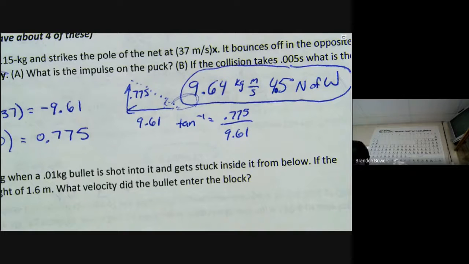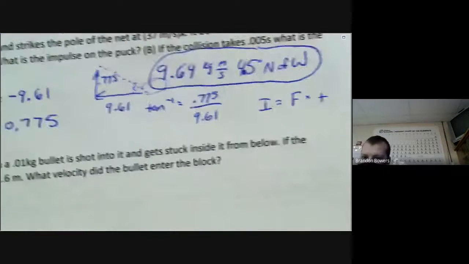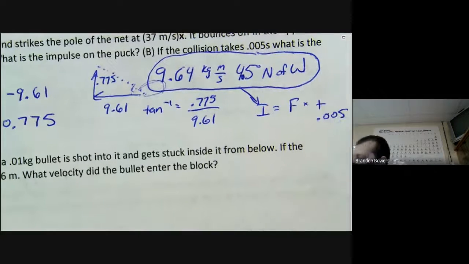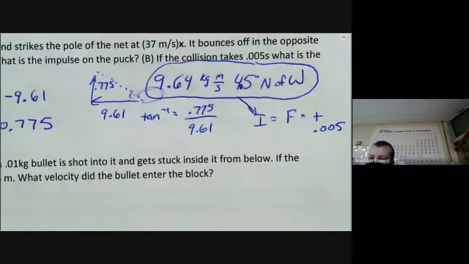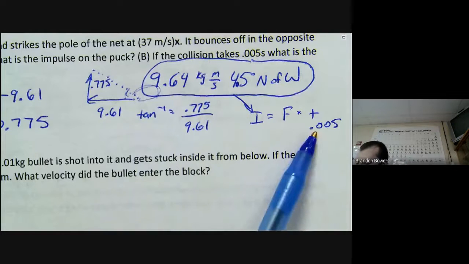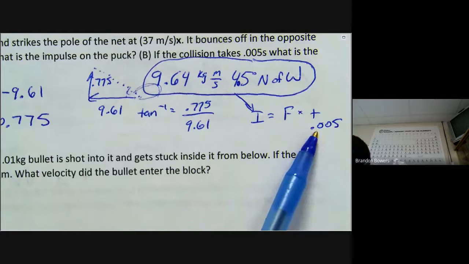Okay, so B says if the collision takes 0.005 seconds, what is the force acted on the puck? Well, this one's pretty straightforward because impulse is equal to force times time. I just solved for my impulse, and I have my time as 0.005. You should be able to calculate for the force. Take that number divided by 0.005, and what did I get? I got, with 1 sig fig, 2,000 newtons.